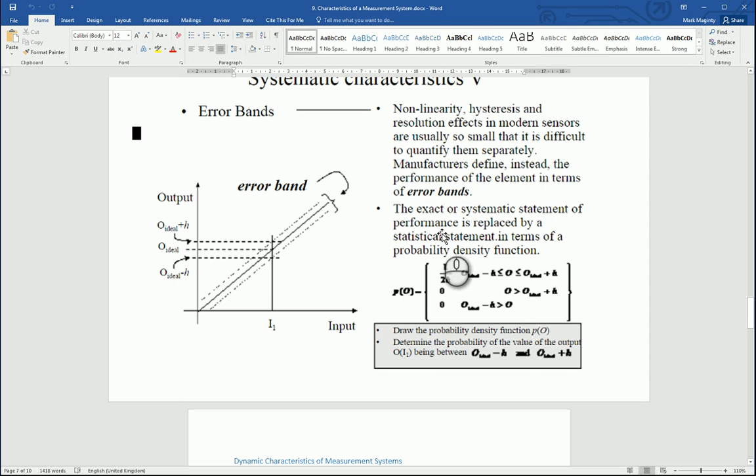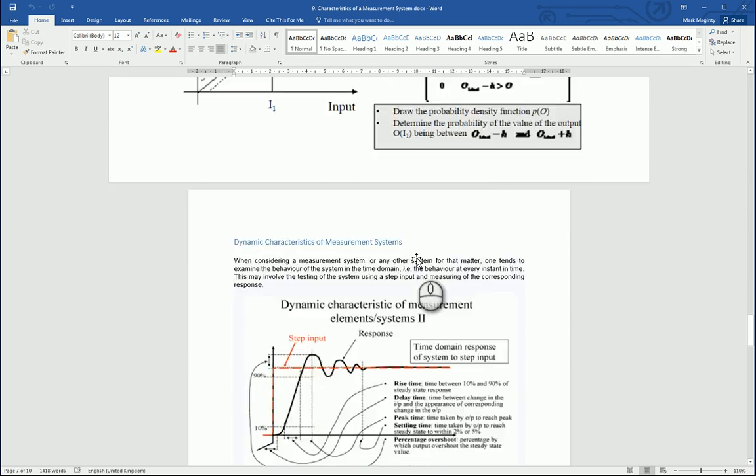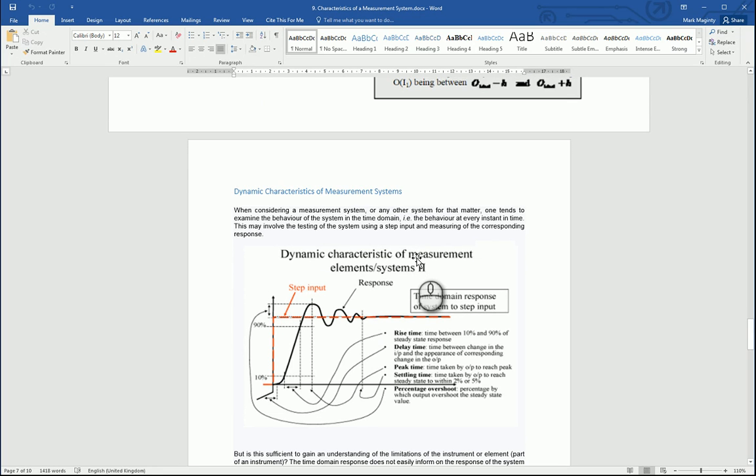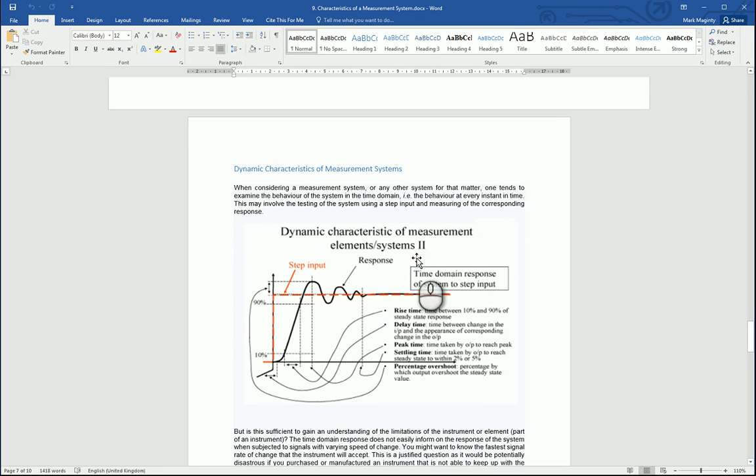So the exact or systematic statement of performance is replaced by a statistical statement in terms of probability density function, and you can chart that out as well if you really wish. We're not concerned with it now; it's a bit more advanced, but being able to state what the error band is, is a critical thing we're possibly looking for. And again, being able to show the chart, show what an error band is, is what we're aiming towards, not being able to draw the characteristic response or anything like that.